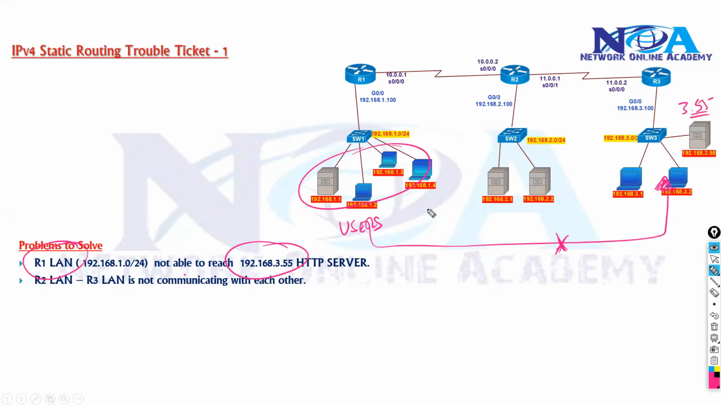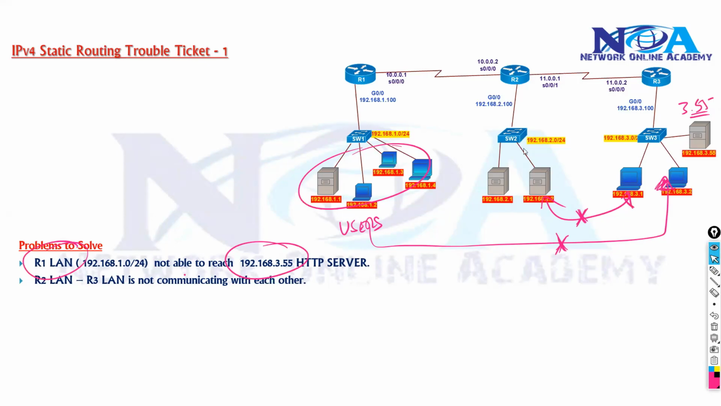That is one issue. And the second one is like the router 2 and the router 3 LAN is also not able to communicate with each other. So that is another issue. So we'll go one by one. So probably I try to cover 2-3 issues in this. Whatever the concepts we discussed, we will be seeing those options here. So let's get started here.